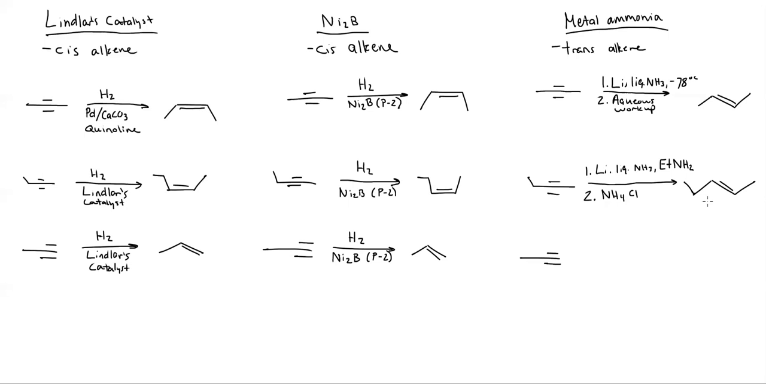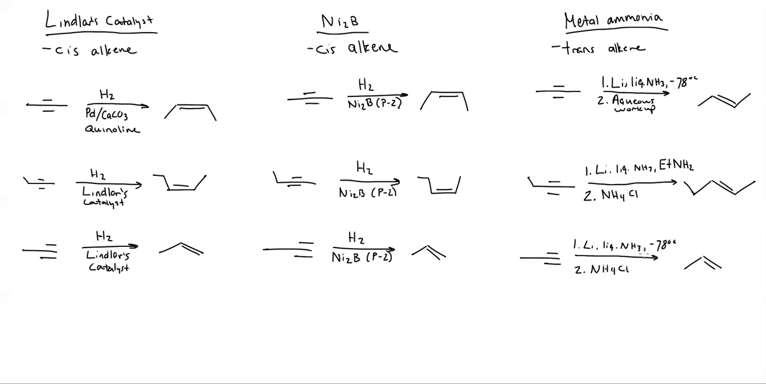So I go from getting a cis alkene to getting a trans alkene, all right? That is literally the only difference. And in this case, this one can't be cis or trans, right? It doesn't matter. So again, I just get this alkene. And we'll say negative 78 C.